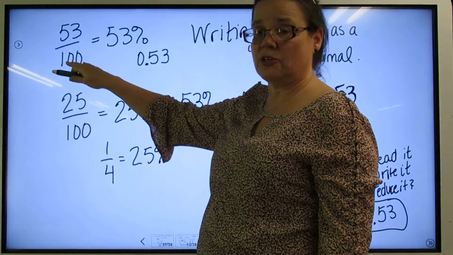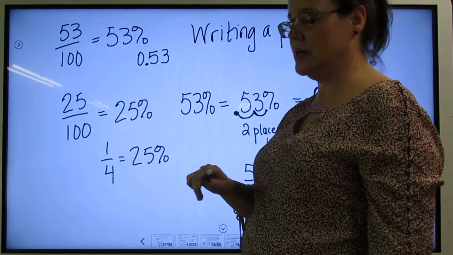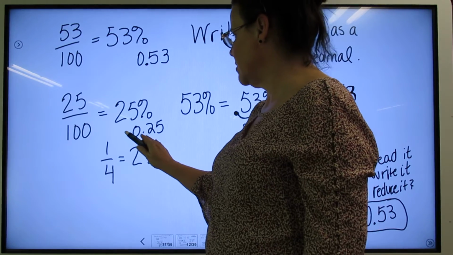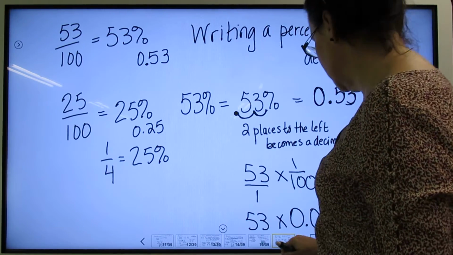So now you have a fraction, a percent, and a decimal, right? And then this would be 25 hundredths, and 25 hundredths looks like that as a decimal. Awesome.